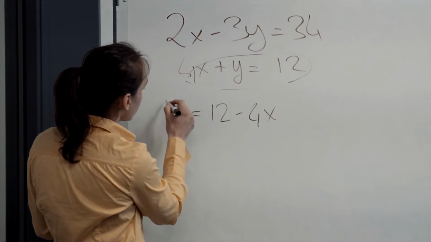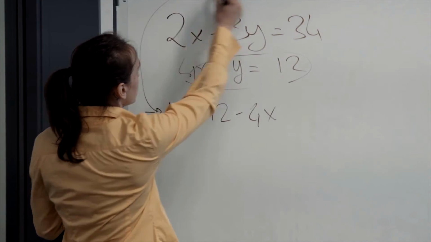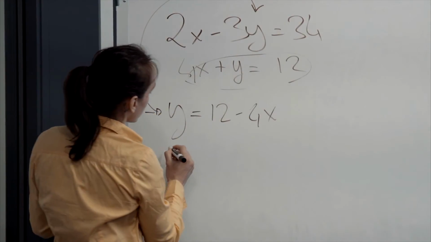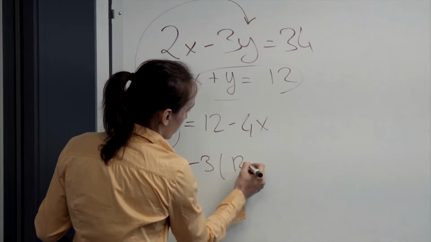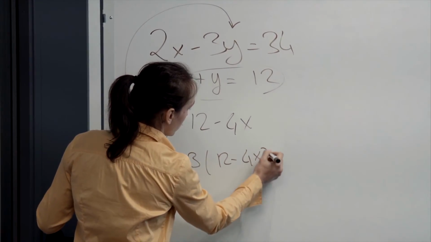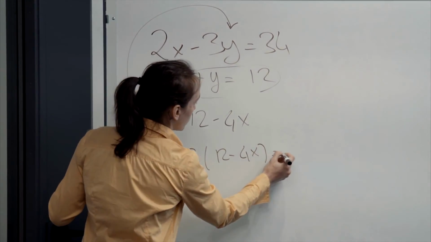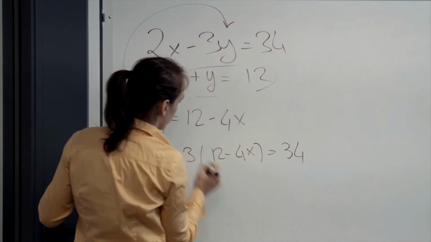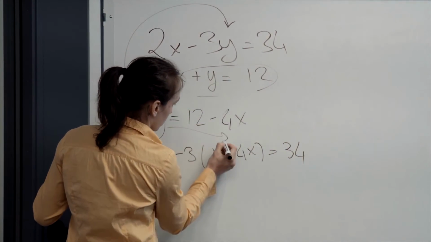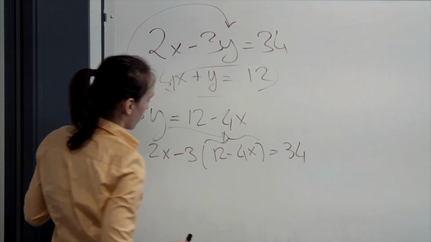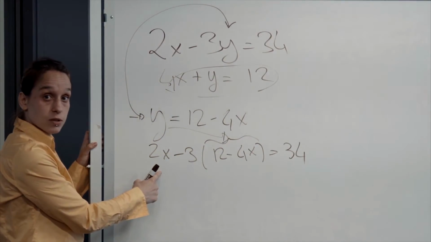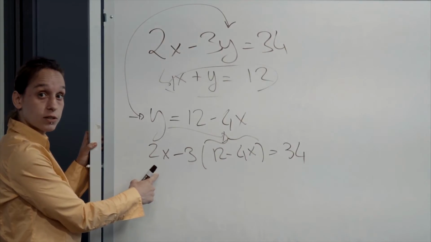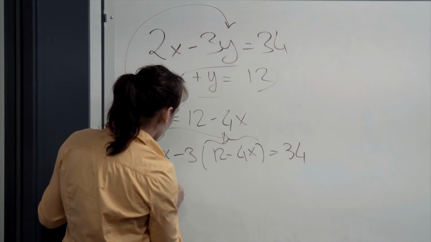Once I have this y, I can plug it into here and rewrite that equation as 2x minus 3 times (12 minus 4x), which is my new value of y, equal to 34. Now I have one equation with a single unknown, so I can solve this. This only has one solution.